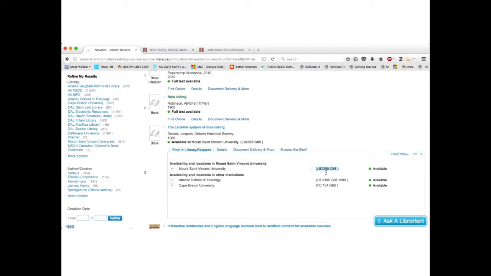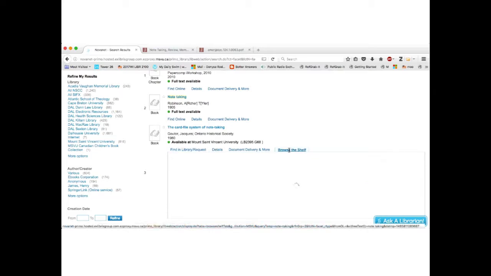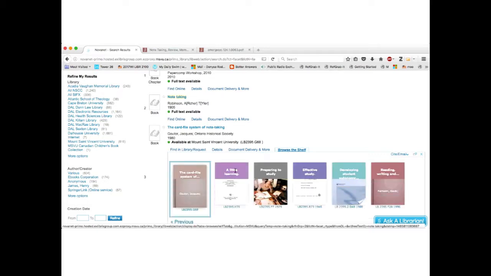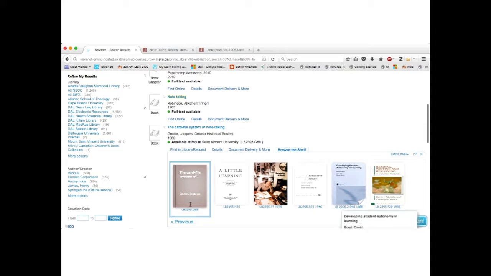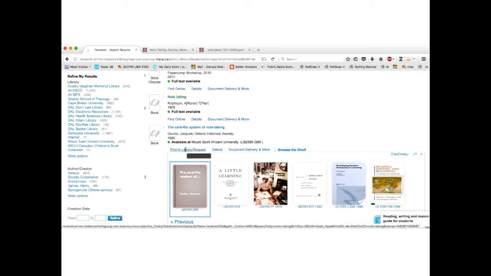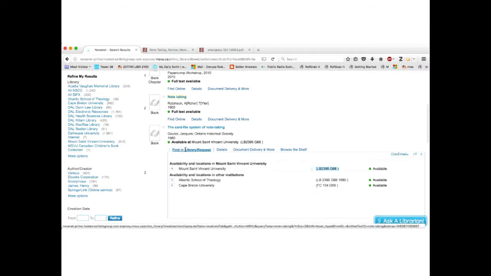And this is where you can find it on the shelf. If you're not sure, just ask someone at the library. They'll be pleased to show you how to use this number to find it on the shelf. From here, too, you can see what else is on the shelf. Often, the books on the shelf are in particular subject areas, so there might be things close to this book on your same topic, so you can know what to expect once you find it.